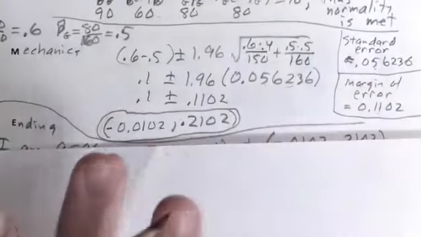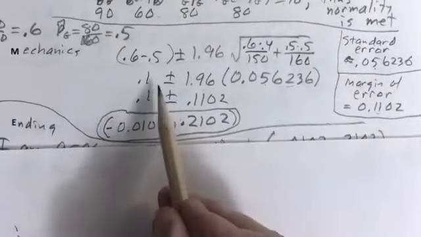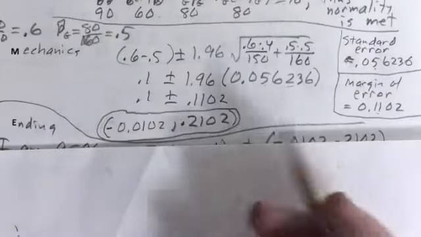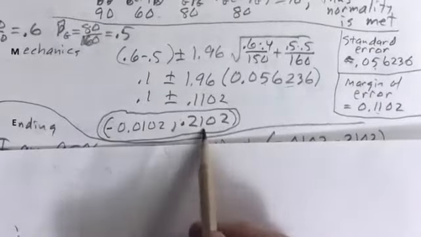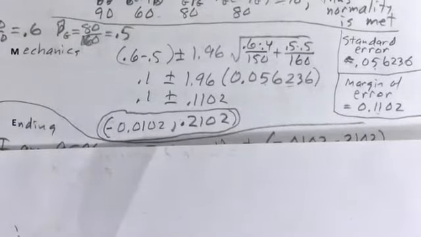The margin of error is how far the interval goes to the left and right from your point estimate, which is the middle, which is 0.1 here, the true difference. And so I said 0.1 plus that to get that, and 0.1 minus that to get that, and there's my interval. So that's how you do that.